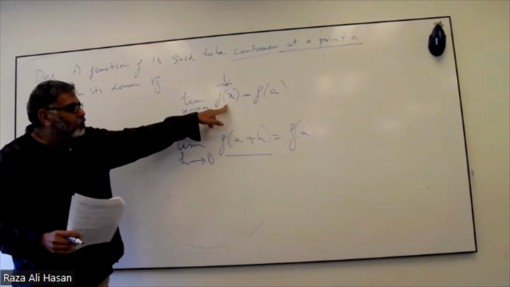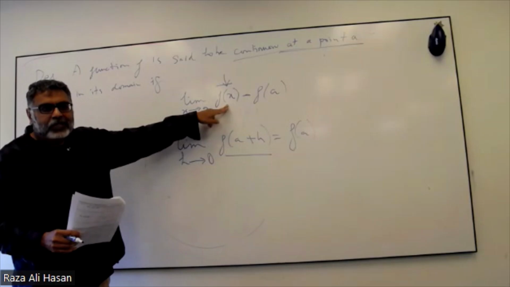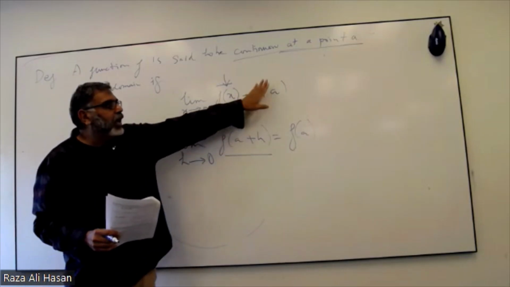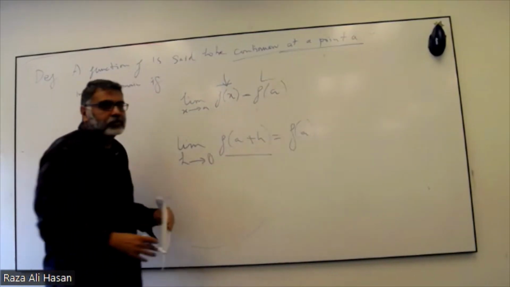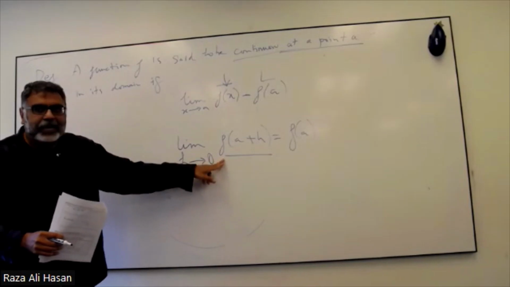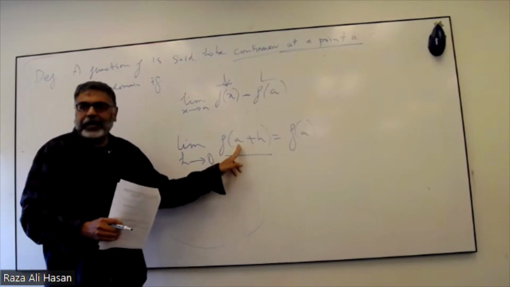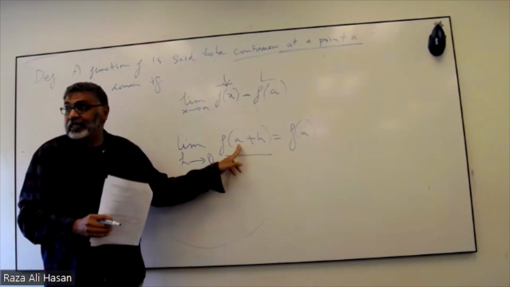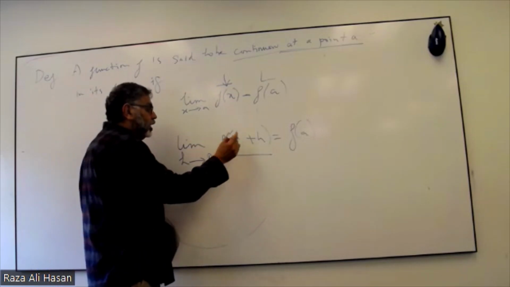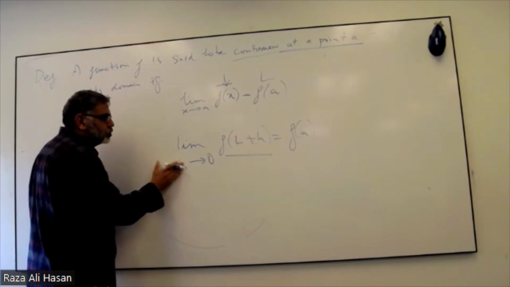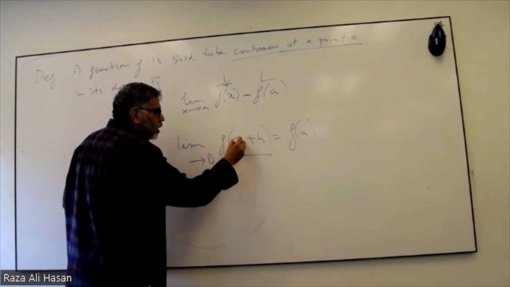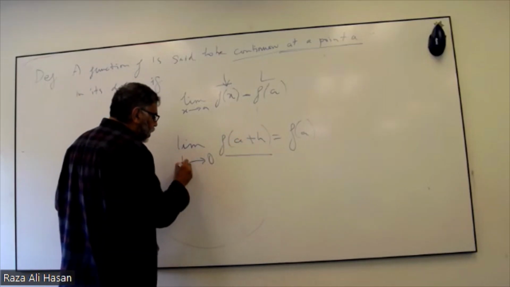This is saying all those functional values that are near L, for instance. And this is saying all the functional values near A, which is the limit. I could put L here, for instance. Now that would not work. Okay, let's stick with that.